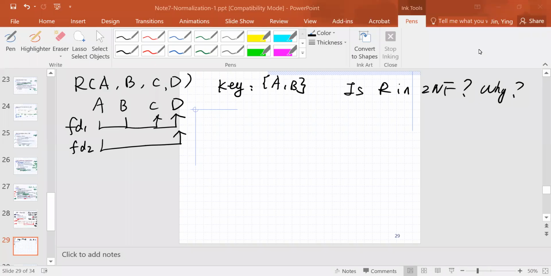Okay, let's start. Last class, we did this in-class exercise to see if R is in second normal form or not. We just follow the same way as what we did in the example. We already know the keys, and we just need to first find out the non-prime attributes.